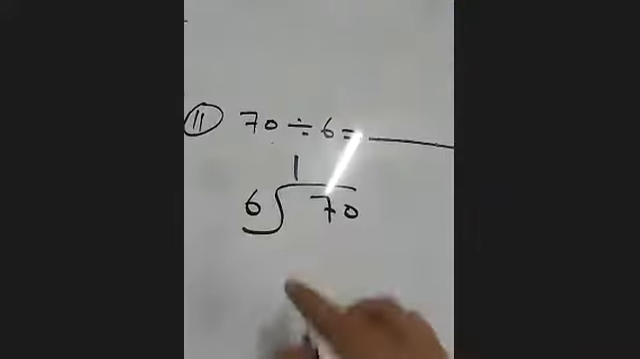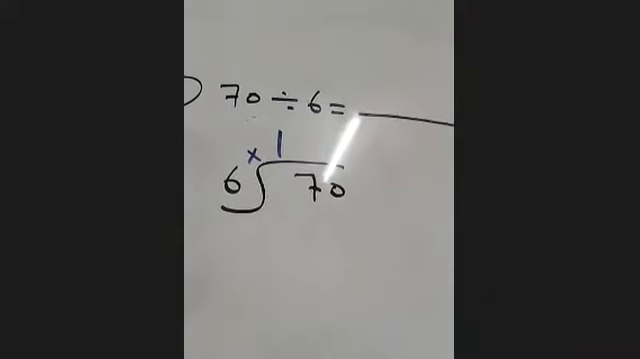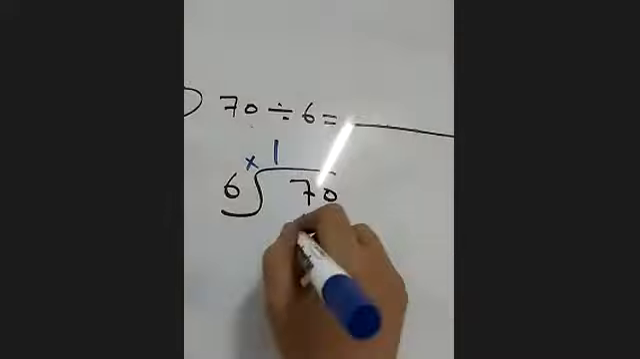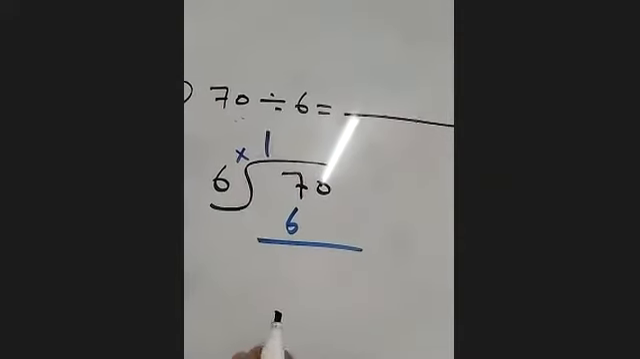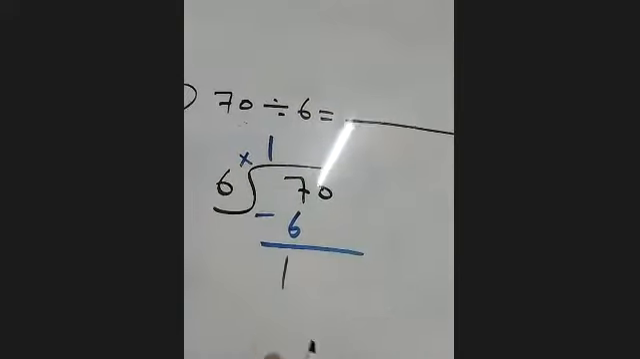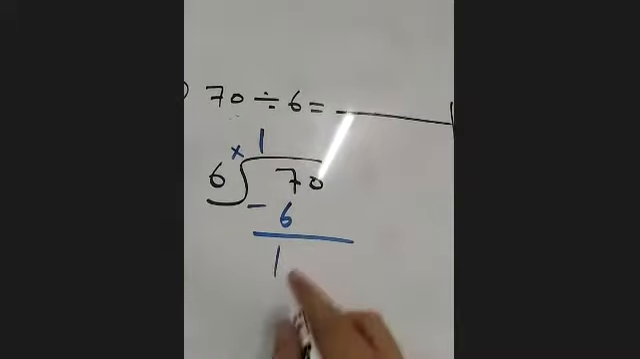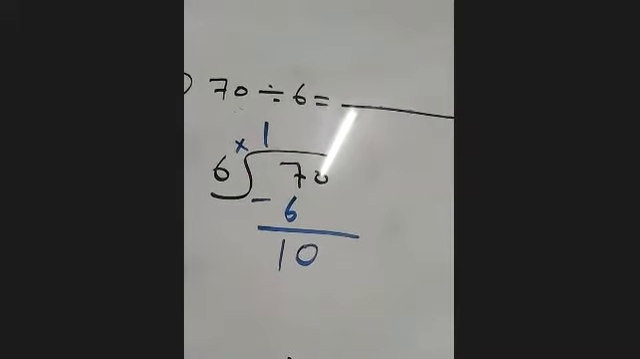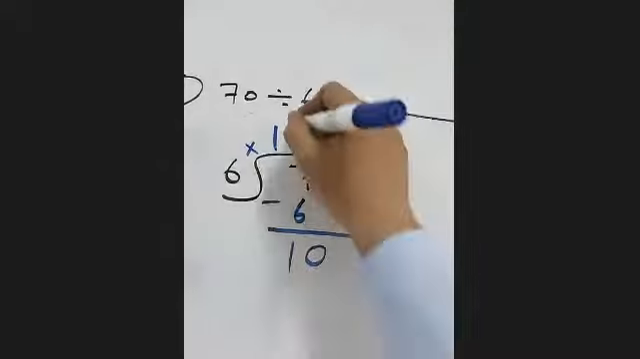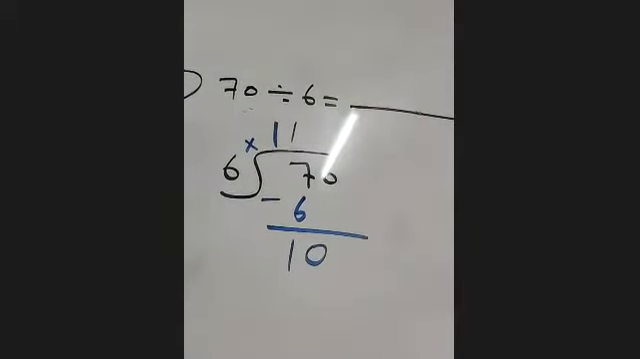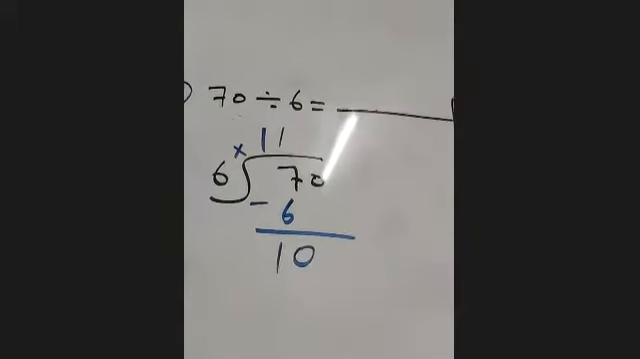1, Mumtaz. Then? 1 times 6 is 6. Then? 7 minus 6 is 1. Then? Bring the 0 down. Then? Put 1. Another 1, because 2 gives 12, which is bigger than 10. Excellent.